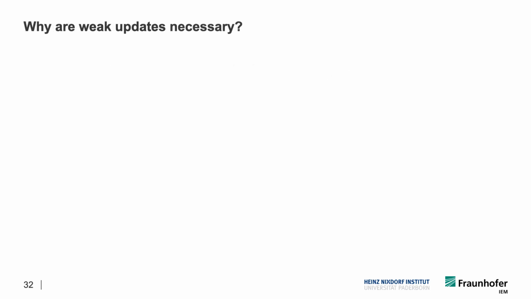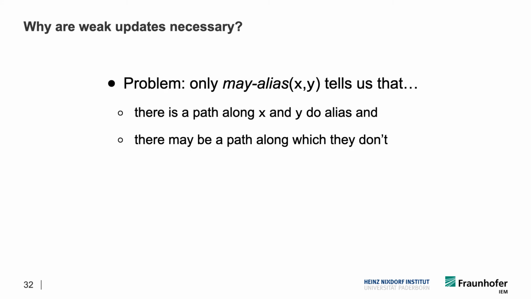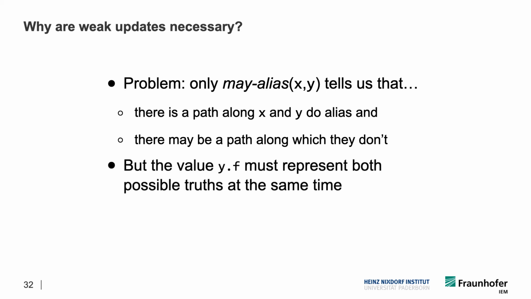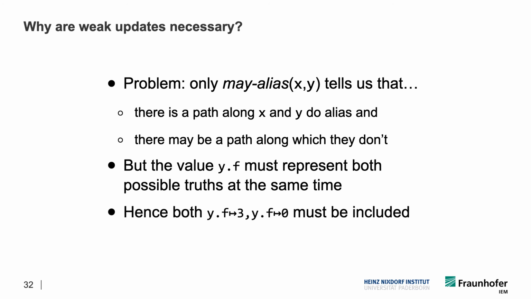So why is this necessary? Like I said, the problem is that if we only know may alias x y, it tells us that there is a path along which x and y do alias, but there also may be a path along which they don't. And so the value of y.f that we store in our abstract representation must represent both possible truths at the same time. So all the different paths have to be covered, and that's why both of these mappings have to be included.